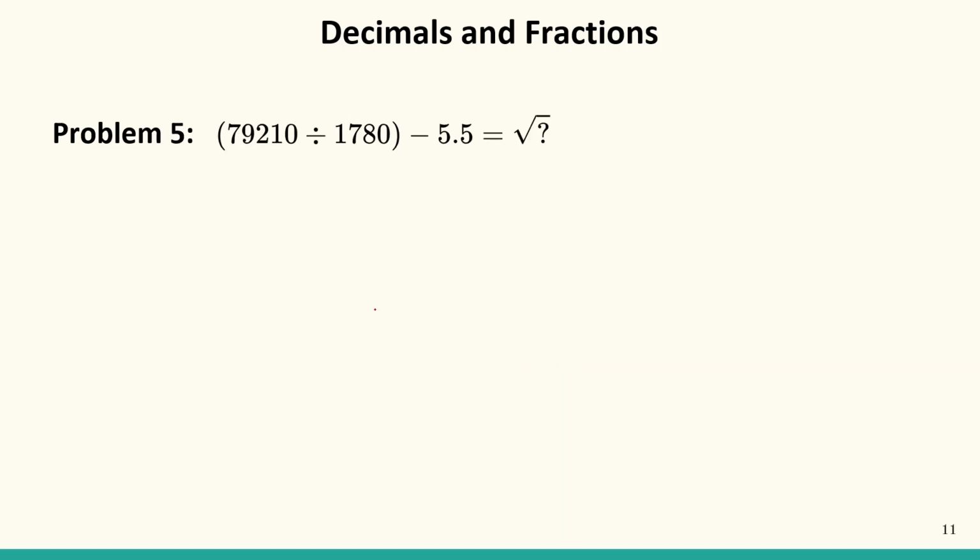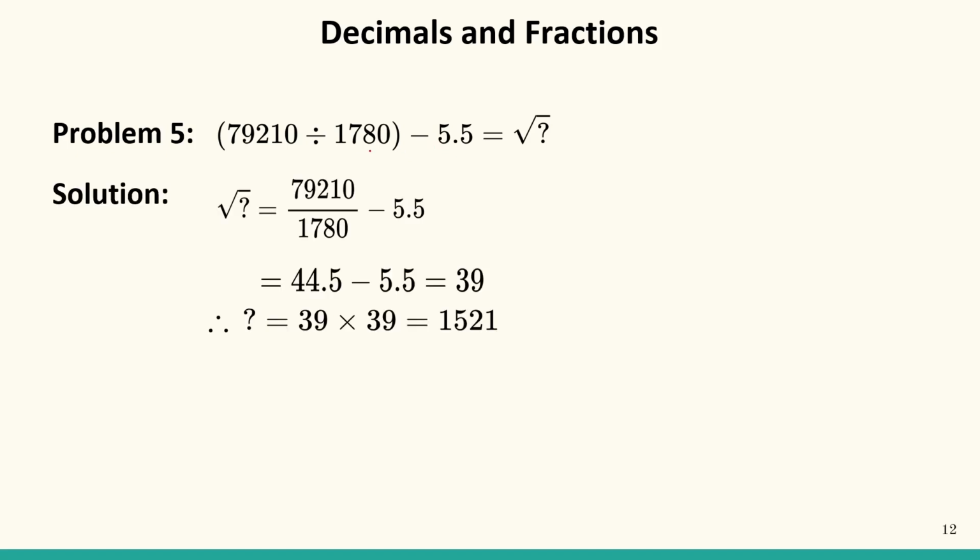So again, we have another question. It asks us 79210 divided by 1780. First we divide 79210 with 1780, then we subtract 5.5. Let's see what it is. This is equal to 44.5, and now we subtract 5.5 from it. When we subtract this with 5.5, we are left with 39.